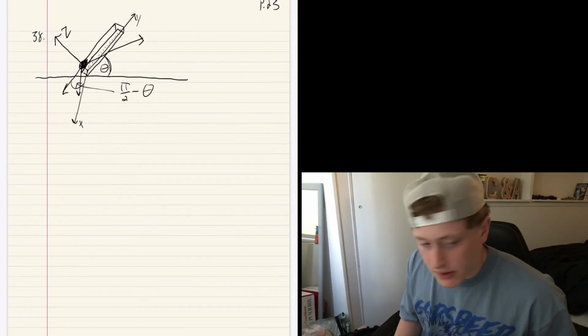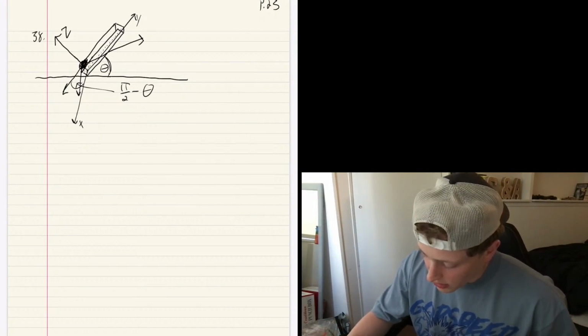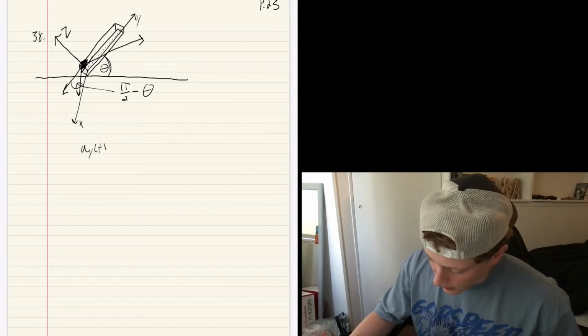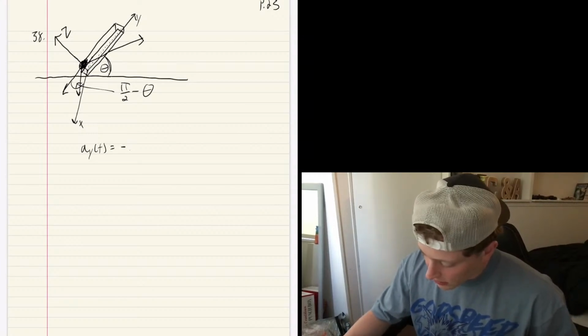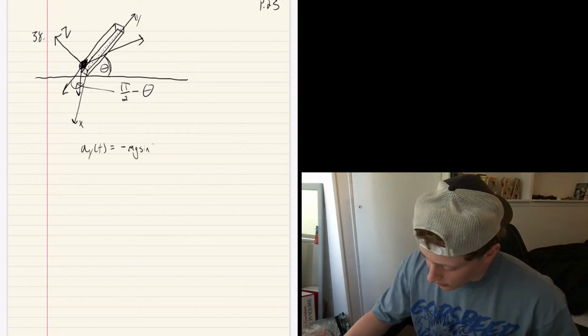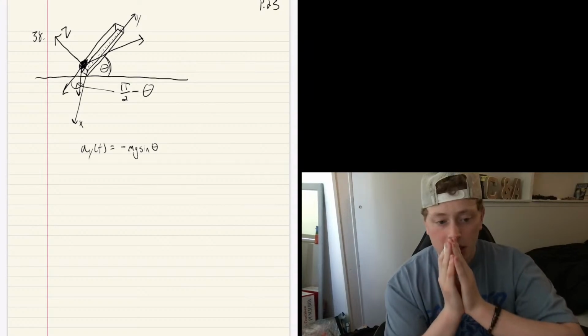Okay. So, I think our acceleration in the y direction, so ay of t, or... Yeah, I'll just leave it like that. That should be negative mg sine theta, I think. I'm going to check my answers. I have the answer key again. But I think that's right.